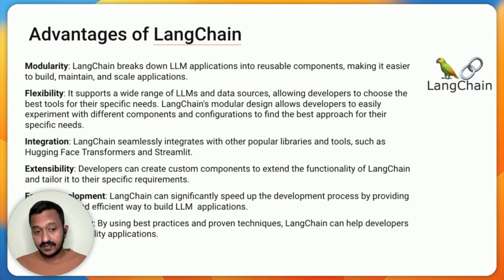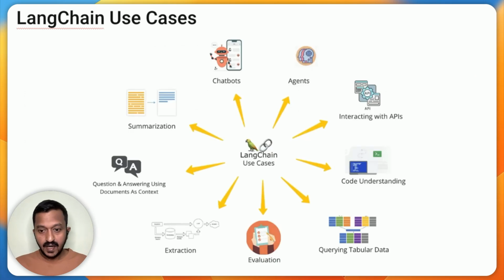And then extensibility. Developers like extensibility, and they can create custom components to extend the functionality of LangChain and tailor it to their specific requirements, right? And then faster development and improved quality are the other two advantages of using LangChain. And what are some of the use cases? Why are people using LangChain, to build what, right? Basically, to create chatbots, to create agents, right?